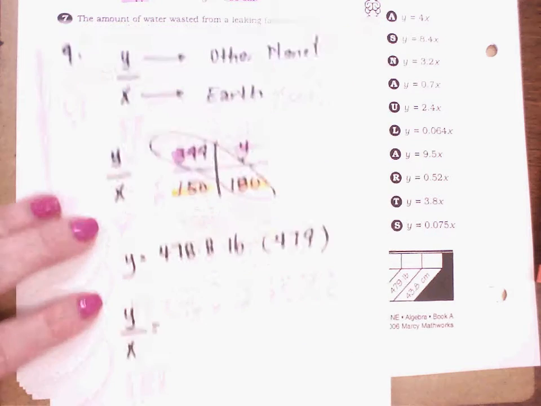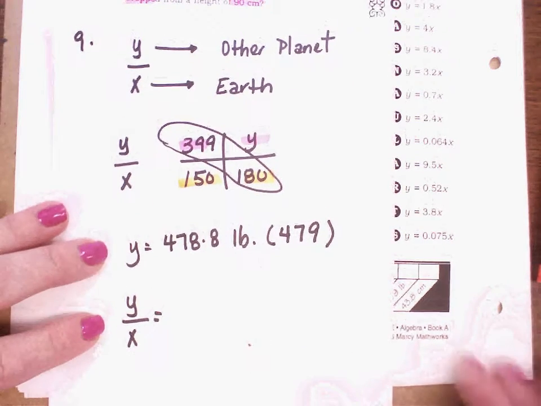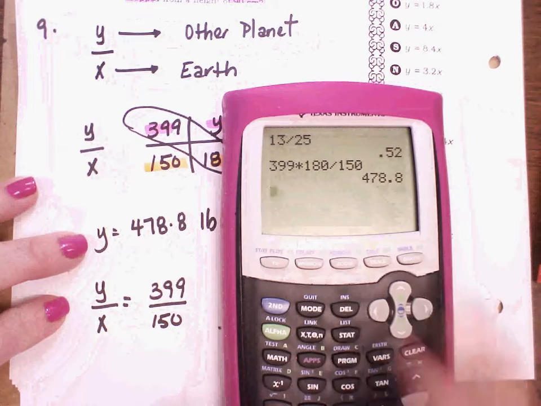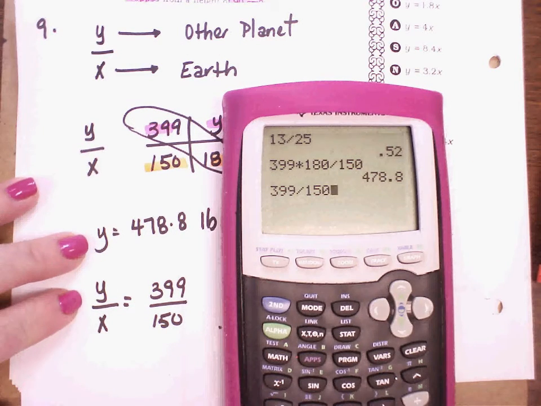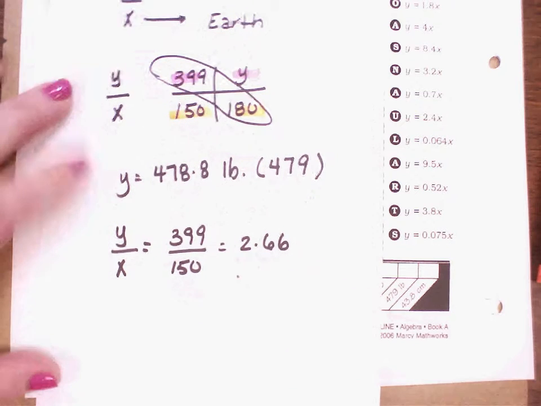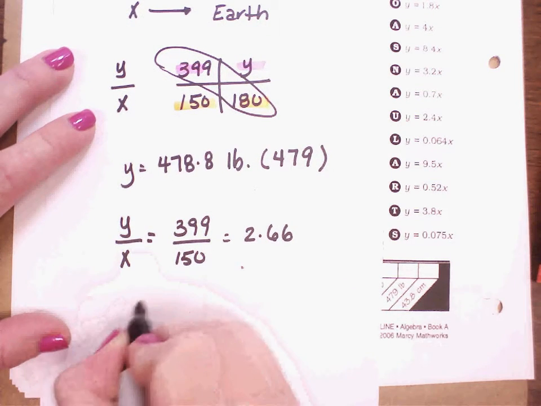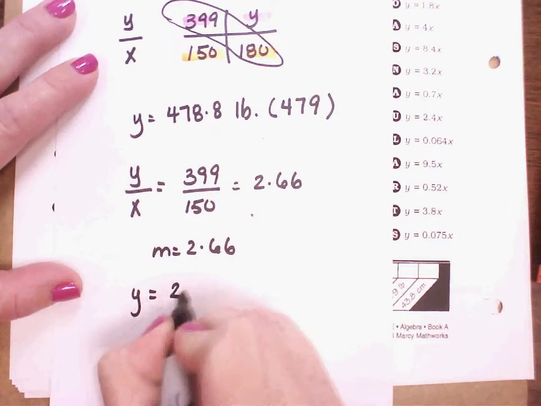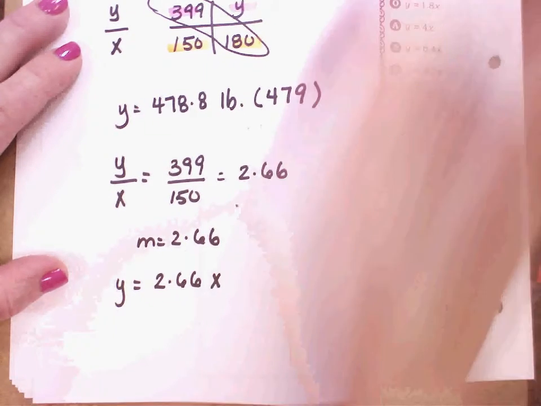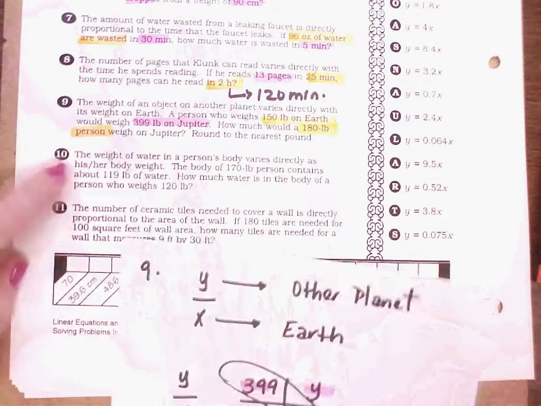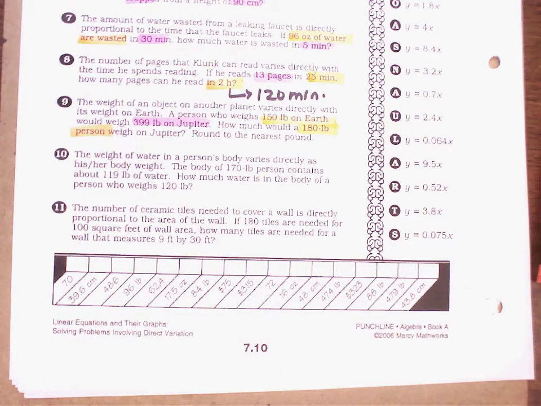All right, let's come up with the slope. 399 divided by 150. Let's work. How much? 2.66. So what's my slope? 2.66. And what's my equation? 2.66x. There it is at the top. You see it at the top of the worksheet? All right, number 10, as a group, go.